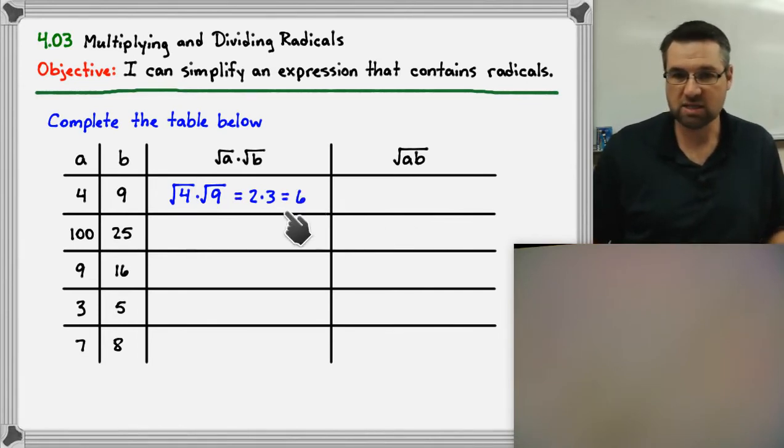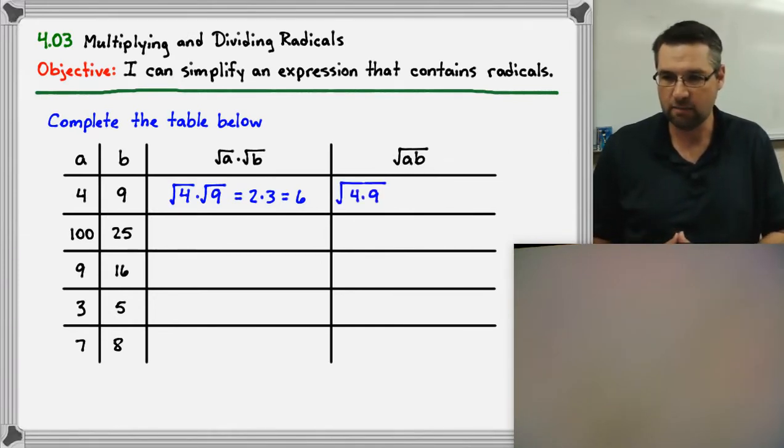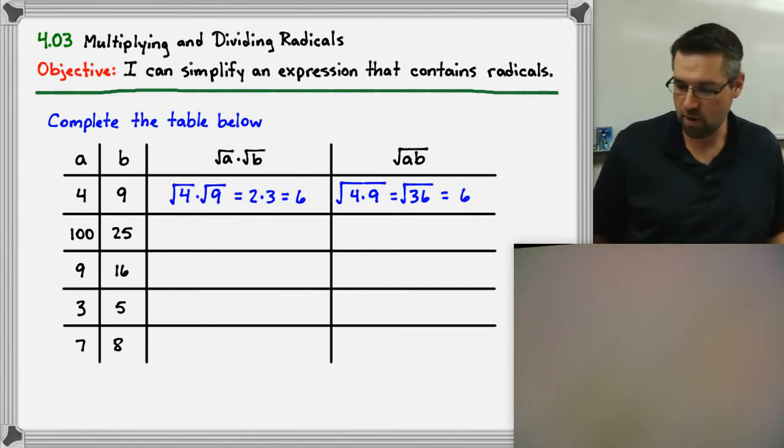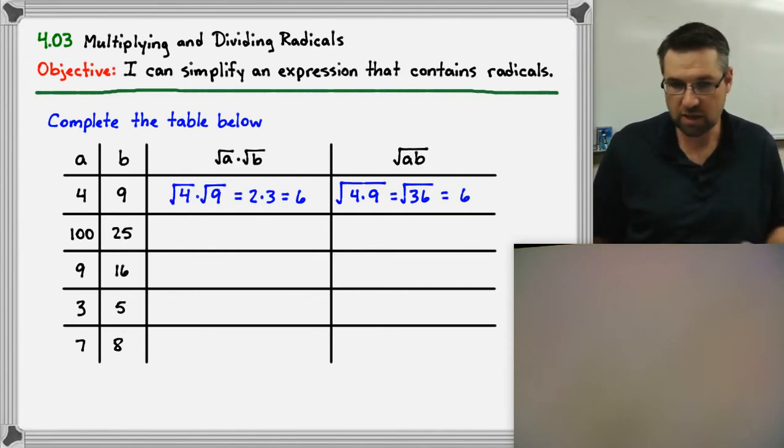Now, if I were to plug those same values in, the 4 and the 9, into this expression, radical A times B, where A and B are both inside the same radical, let's see what we get. Well, we would end up with the square root of 4 times 9, and 4 times 9 is 36. And then the square root of 36, what number multiplies by itself to give you 36? That is 6. Okay? So we can see that in this case, whether you take the square root of each one separately and then multiply, or if you multiply them together and then square root, we get the same result. Let's see if that's true throughout the entirety of all of these. I'll do the next one with you.